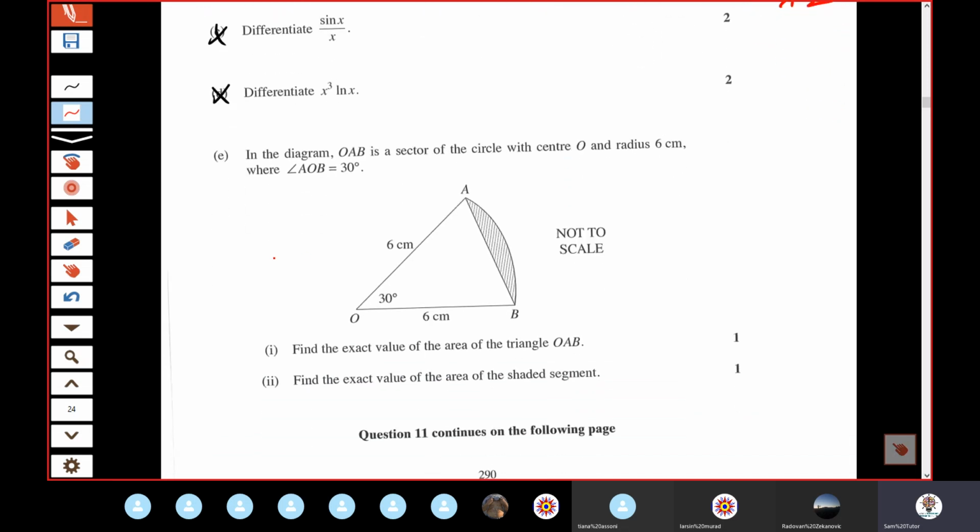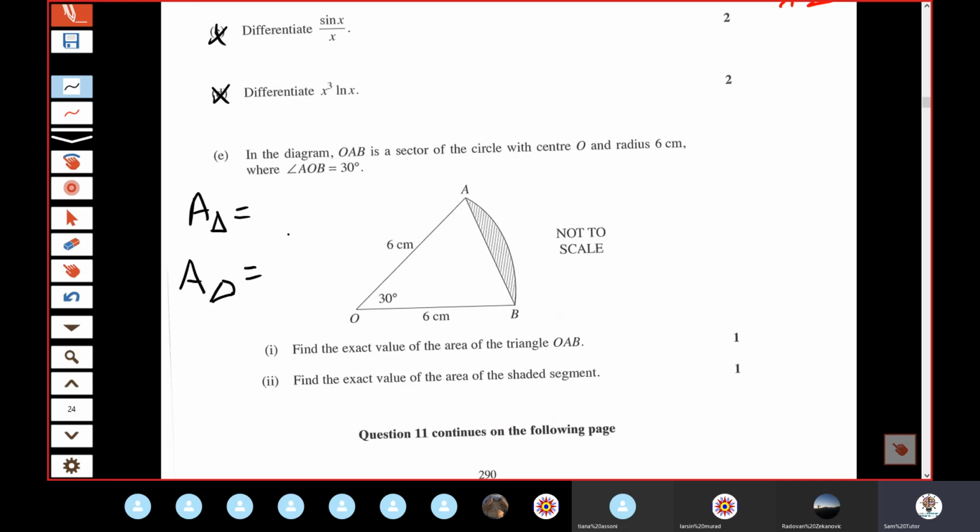Part E of trig. Find the exact value of the area of the shaded region of the triangle OAB. You'll need area of a triangle and you need area of a sector. Area of a triangle, area of a sector.